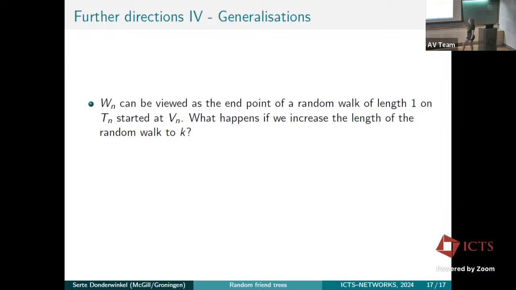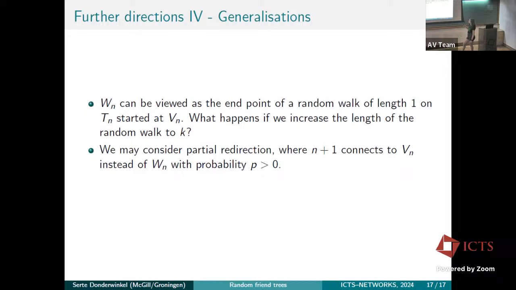We can also consider partial redirection to kill, for example, some of the properties, such as every vertex staying a leaf forever. Here we only take a random walk step with some positive probability, and otherwise we just stay at our uniform vertex. This would give a mix between uniform attachment and this random friend attachment, and that might give some other interesting models.